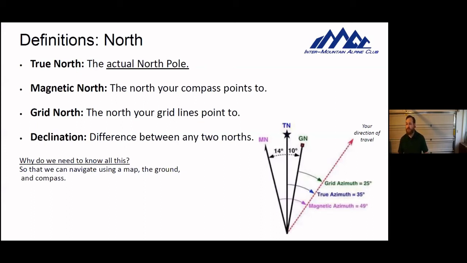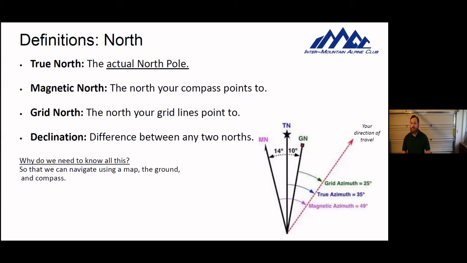This is because, as we covered last class, there are multiple different norths. There's true north, which is the actual North Pole. There's magnetic north, which is where your compass points. There's grid north, because your grid lines will not be exactly true north, because they are attempting to depict a curved surface, the Earth, on a flat piece of paper. So those are going to get off a little bit.